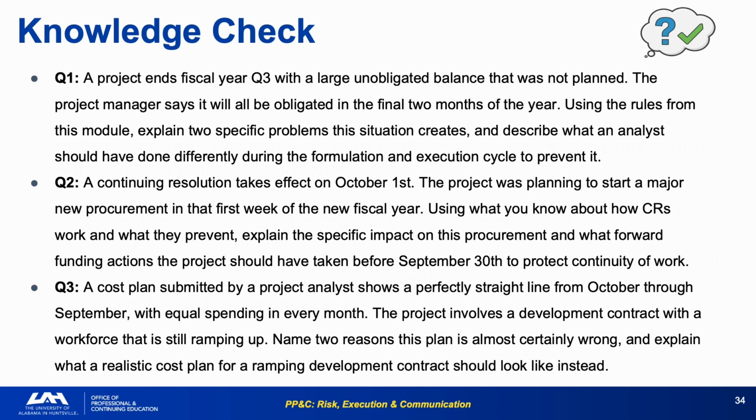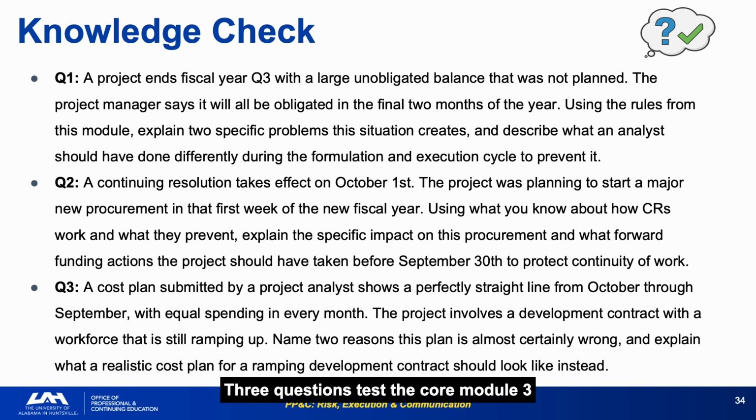3 questions test the core module 2 competencies: unobligated balance management, CR impact on new procurements, and cost plan quality assessment. Q1 requires the student to identify both the problem and the preventive action, not just what went wrong, but what the right process would have looked like. Q2 requires applying CR knowledge to a specific operational scenario. Q3 requires recognizing two separate flaws in a straight-line development plan.